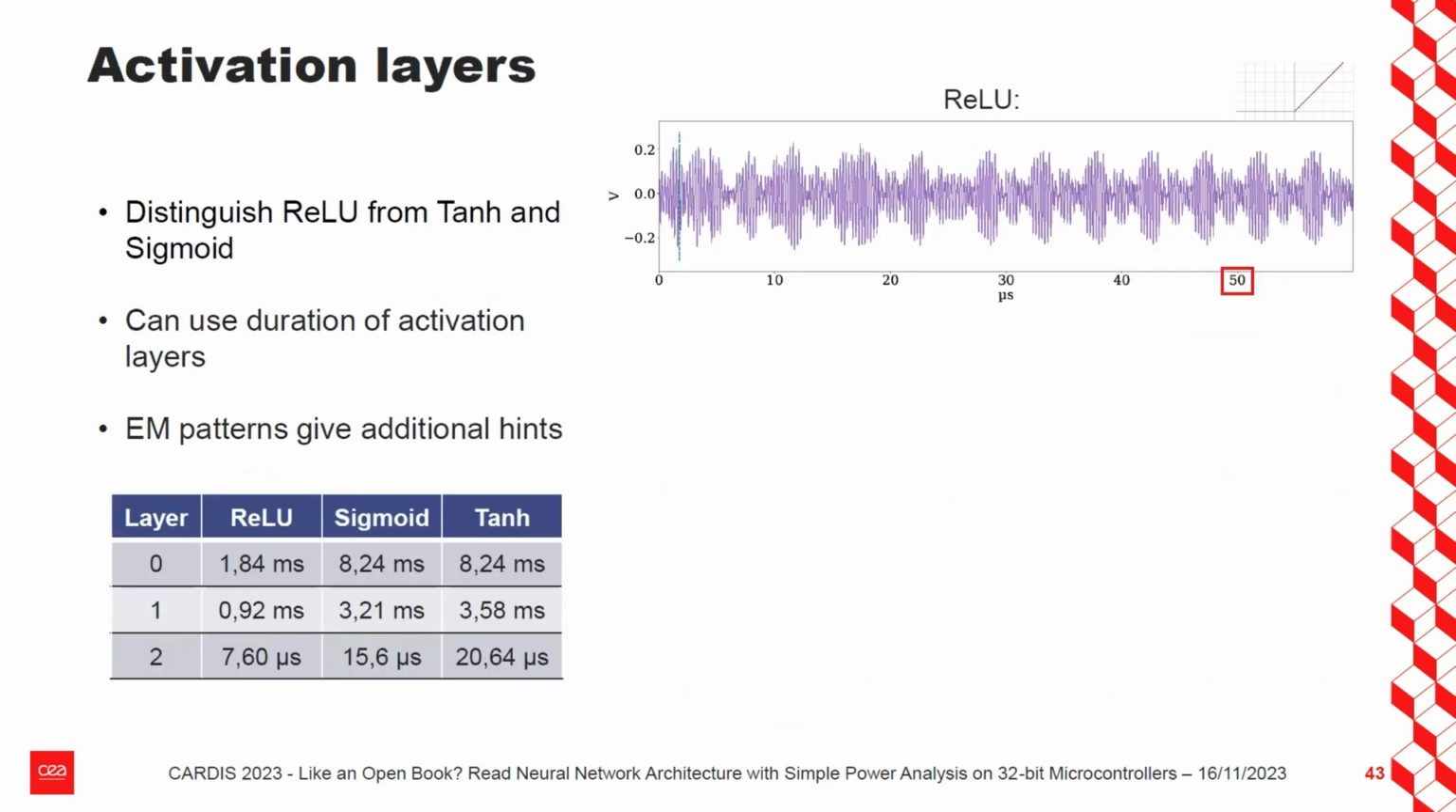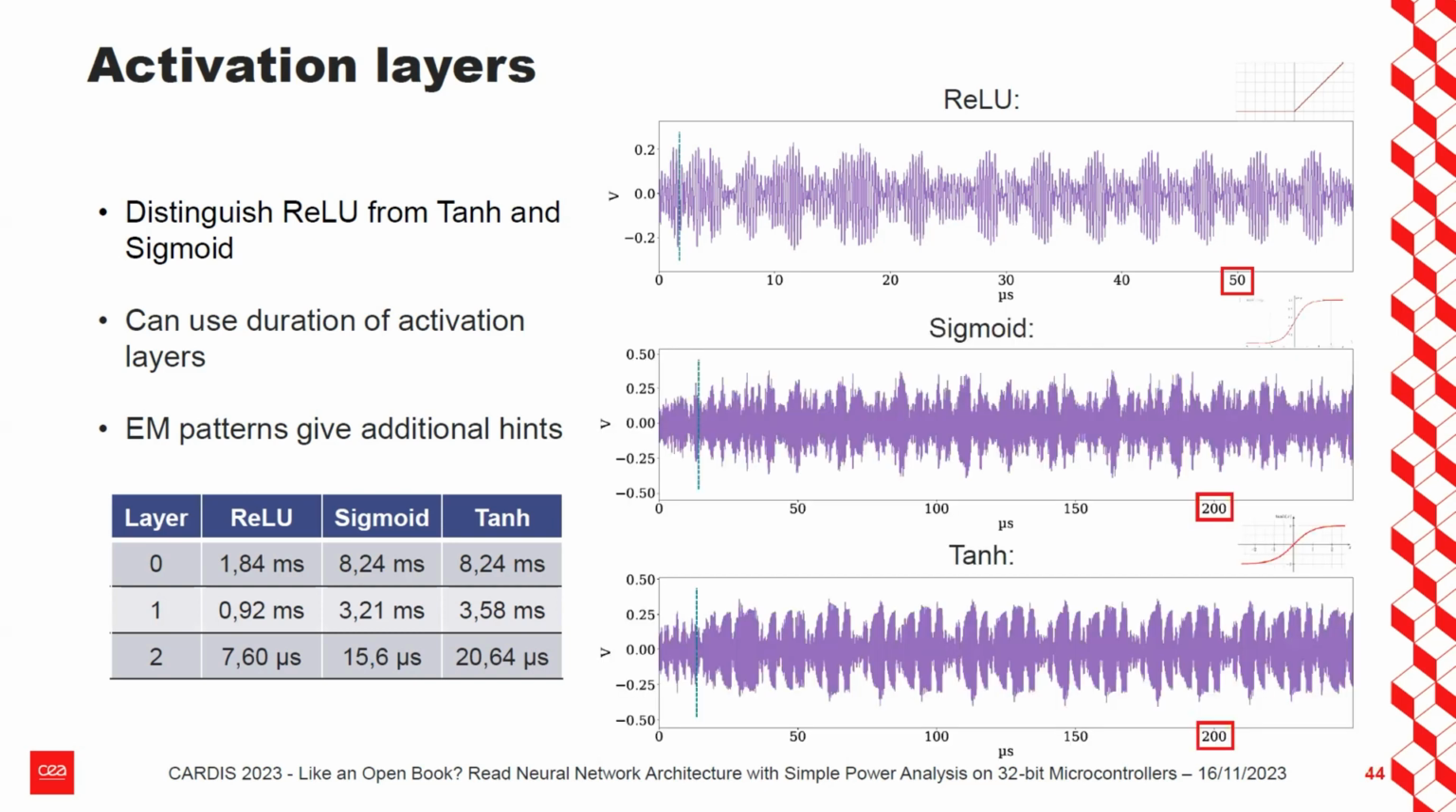And finally, regarding the activation function, the point was to distinguish the usage of the rectified linear unit in comparison to tanh or sigmoid functions. The main hint here is the duration of the activation function, because the rectified linear unit function is much simpler compared to the two others, as there's no dividing operation nor exponential computation to be performed.